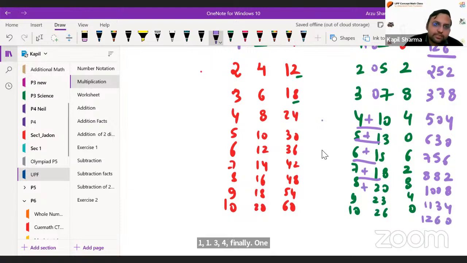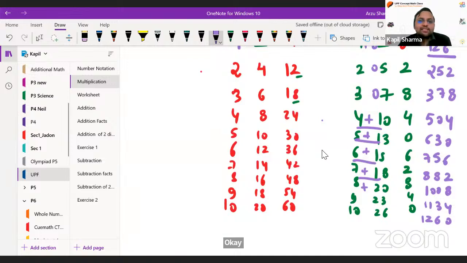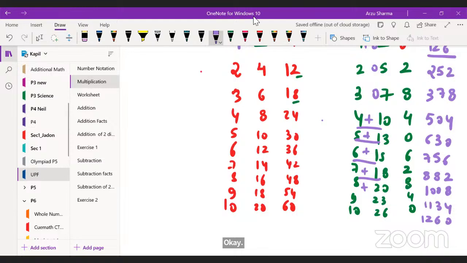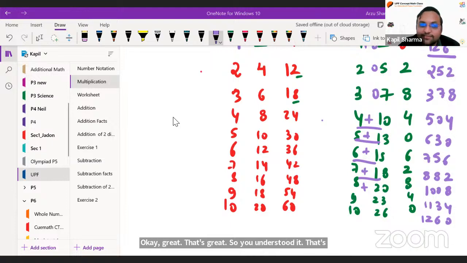Sujal, oh, you took 5 minutes. Okay, Sujal. So again, it will require some practice. And eventually you should be able to do it in a minute or so. Okay. Fine. Is this clear? Sir, and yeah, the trick. Sorry. I understand the trick. Okay, great. That's great. So you understood it. Just a second.